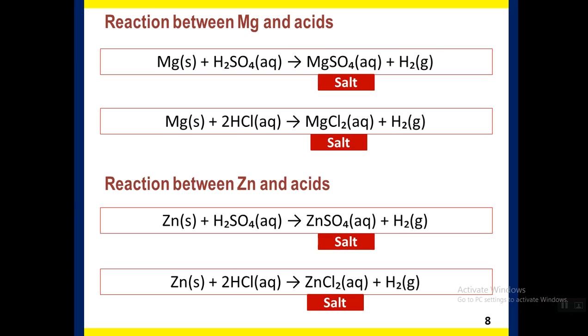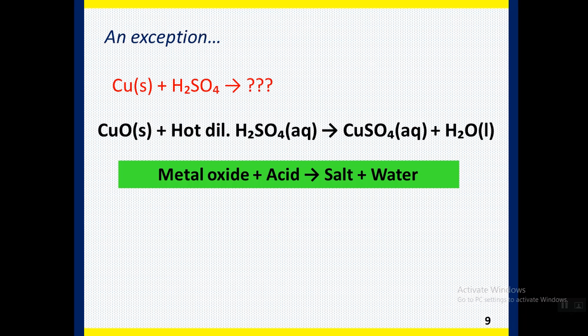In the same way, zinc also reacts with sulfuric and hydrochloric acid. When zinc reacts with sulfuric acid, it forms zinc sulfate, the salt, and H2 gas. When zinc reacts with HCl, zinc chloride and H2 are formed. Apart from those two examples, there is an exception I have shown in this example.